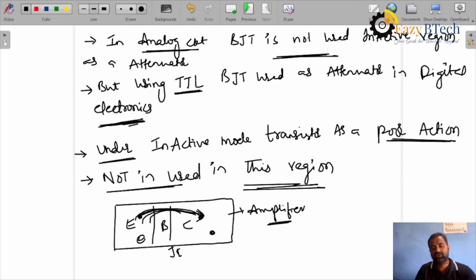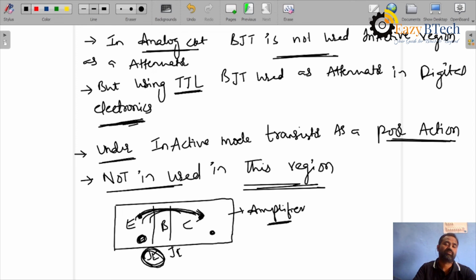Whereas in this case it is off. Emitter is off. How does it start emitting? No emitting. That is why it is not in use. Okay. In an inactive region, the JE junction is reverse bias. Due to this reverse bias, how does it start emitting a charge? No. That is why in inactive region, the BJT can act as an attenuator and it is not widely used.